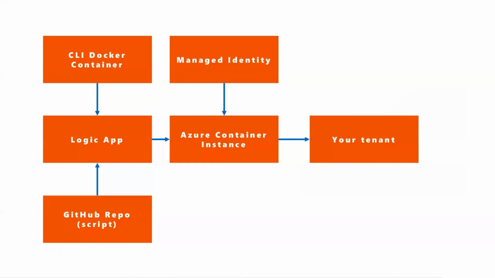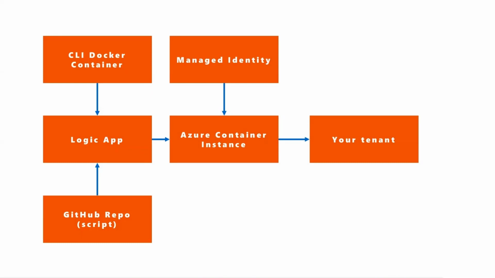Now, just some of the building blocks that I'm going to show you. We will use the CLI Docker container, so we're not going to go into details about that. So we just assume that it's there. Believe me, it's there. We're going to use it. We're going to have a look at a logic app. That logic app is going to pull in something from a GitHub repo. We're not going to go into too much detail on what's running in GitHub, but we pull in a script, and that script will actually run in the Docker container in our Azure Container Instances.